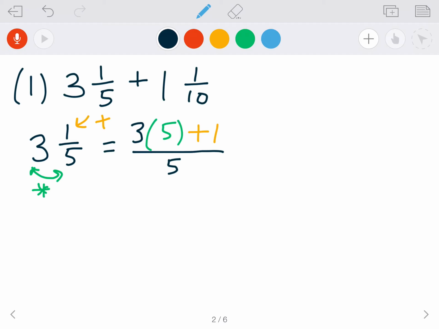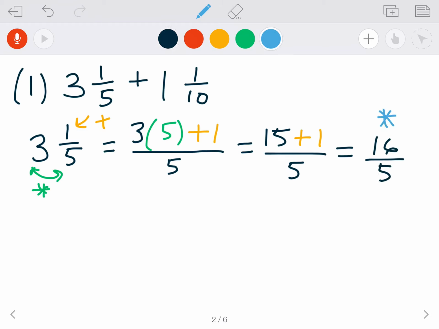Now, according to GEMDAS, or the order of operations, we need to multiply before we add. So 3 times 5 makes 15, and we still have plus 1. All of this is still over 5. So 15 plus 1 makes 16, and we keep that 5. I'm going to put a little star above this fraction so I know to come back to that.